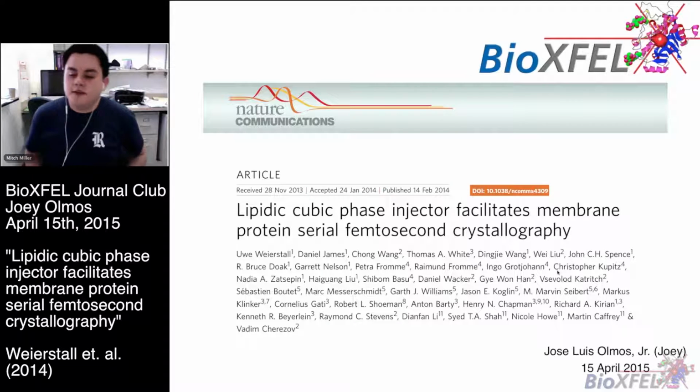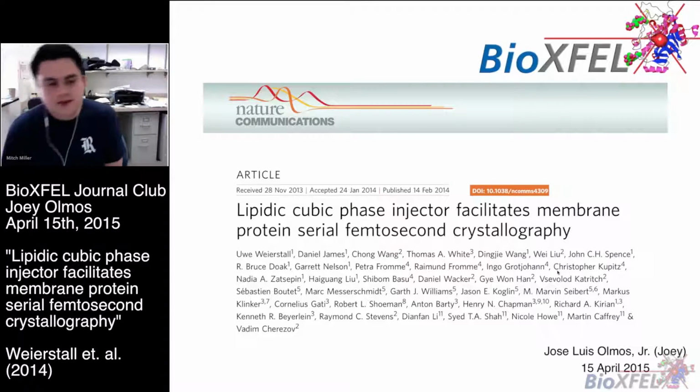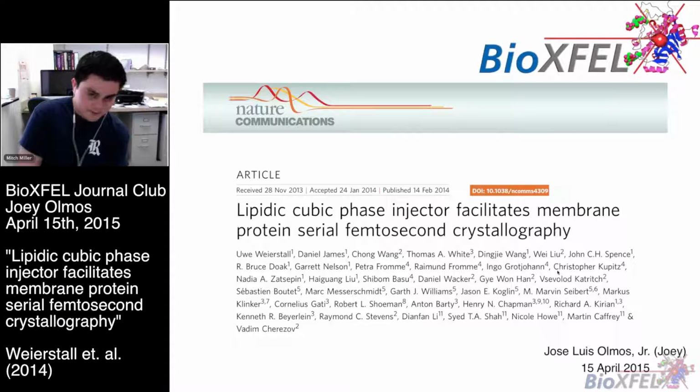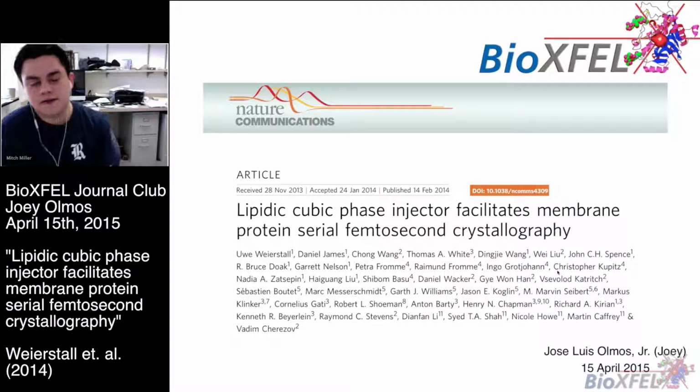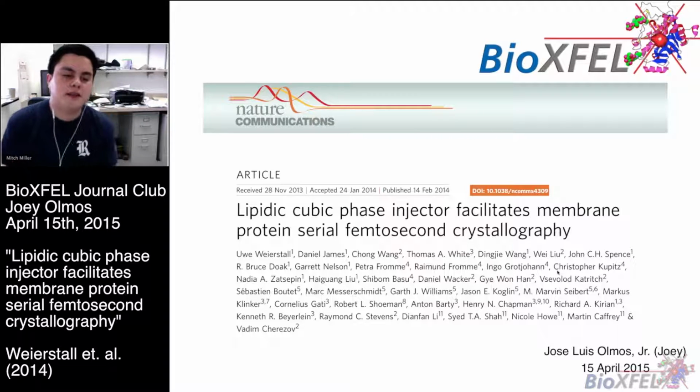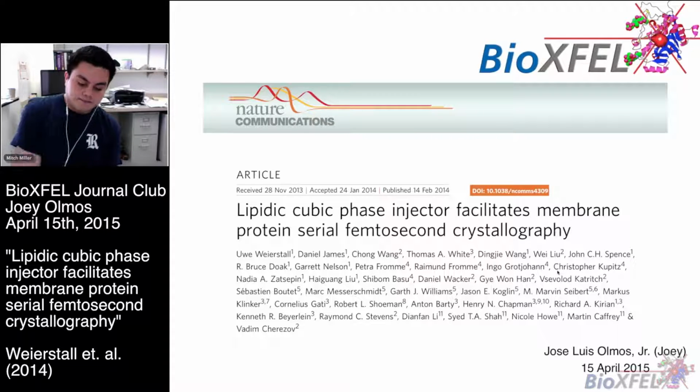So, as Bill mentioned, my name is Joey. I'm a first-year graduate student at Rice University in the lab of George Phillips. And so today I'll be talking about the facilitation of membrane protein serial femtosecond crystallography using this lipidic cubic phase injector.